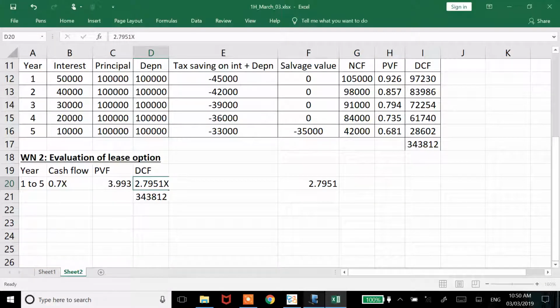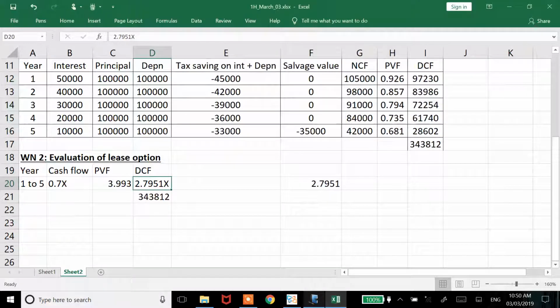And we get this as 2.7951x, and we will equate this to 343,812, and that is my indifferent lease rental. Anything higher than that, loan will be preferred. Anything less than that, lease would be preferred.